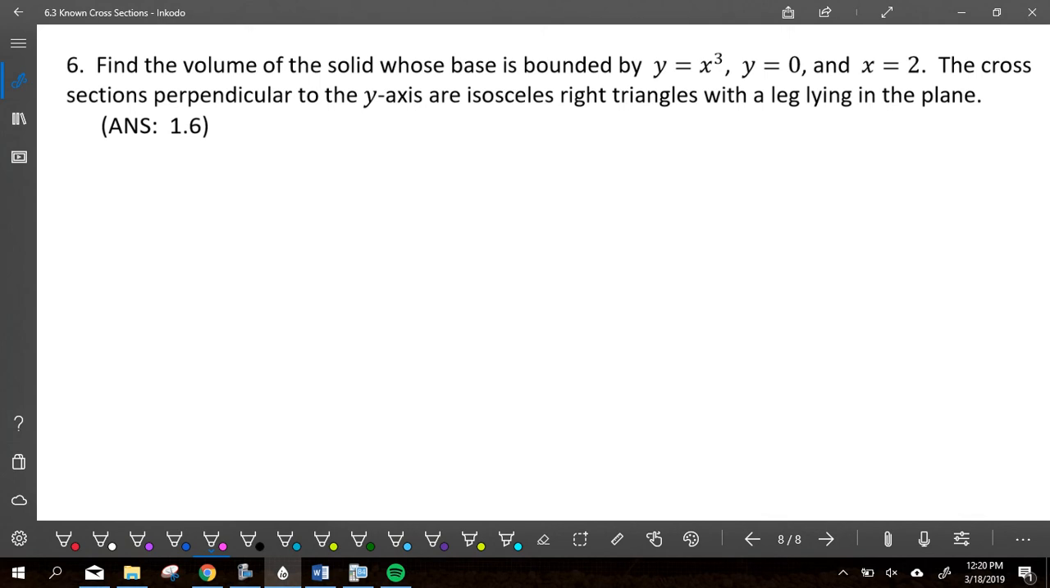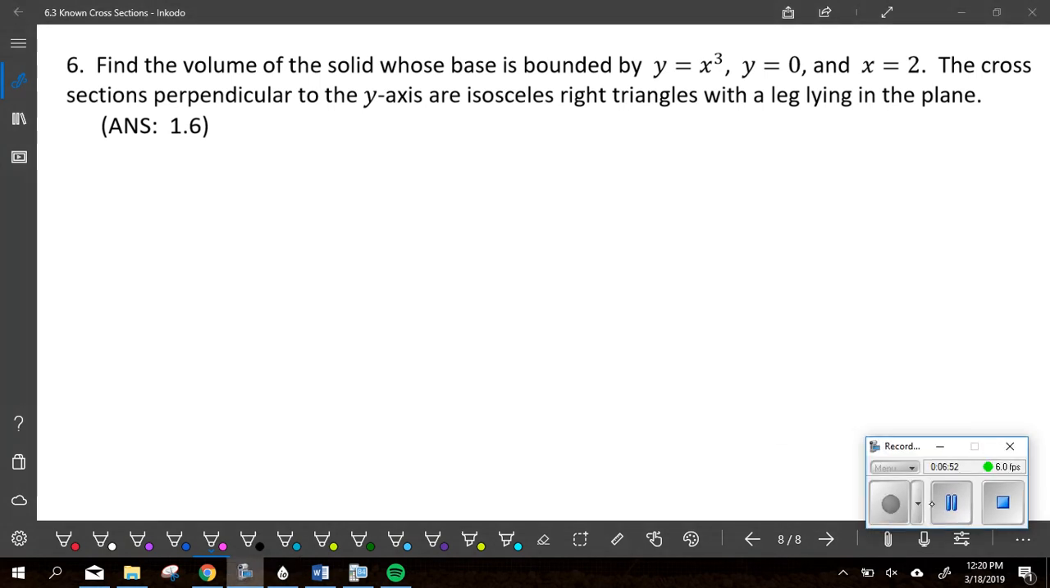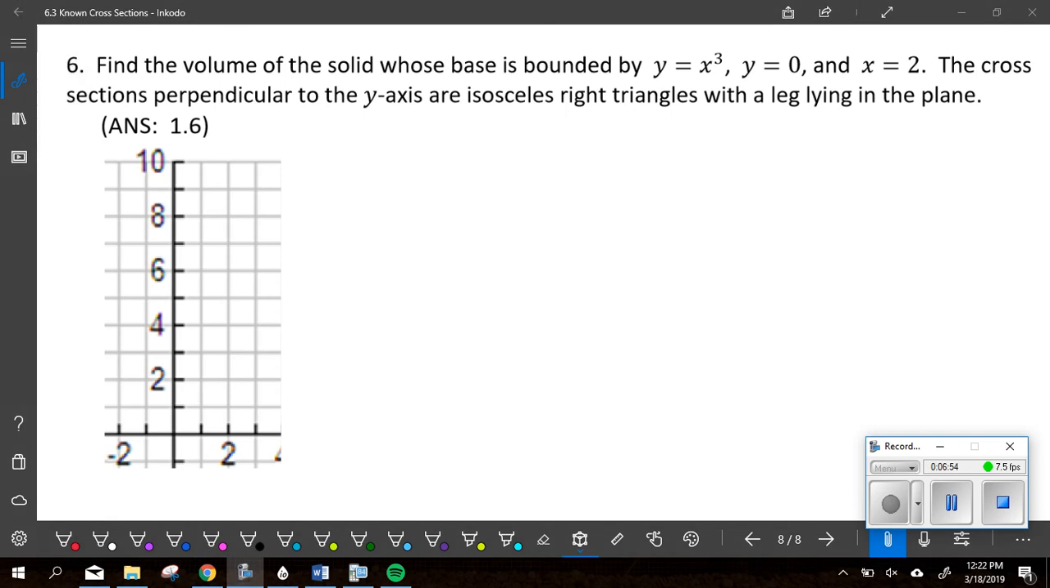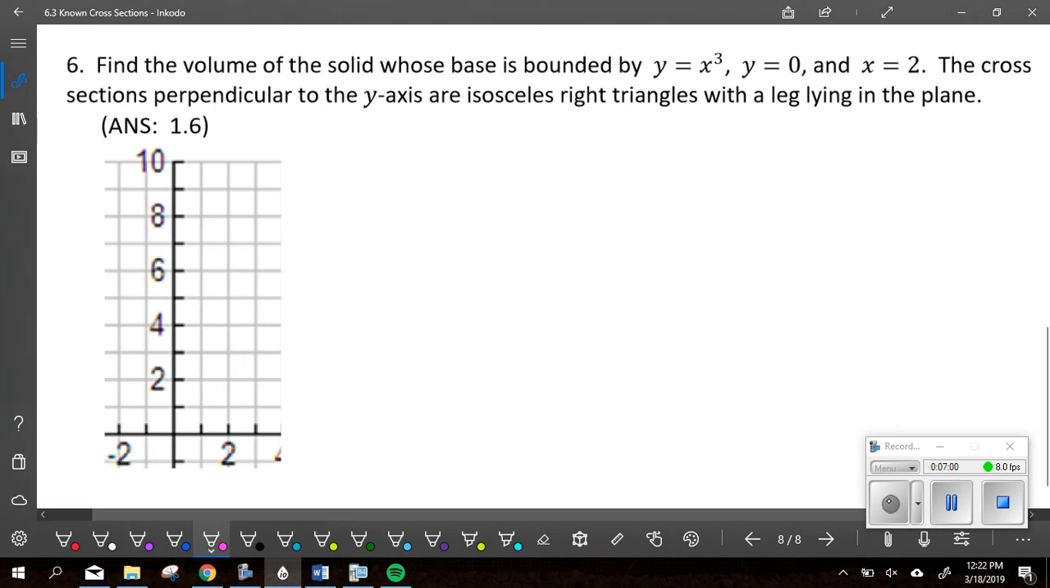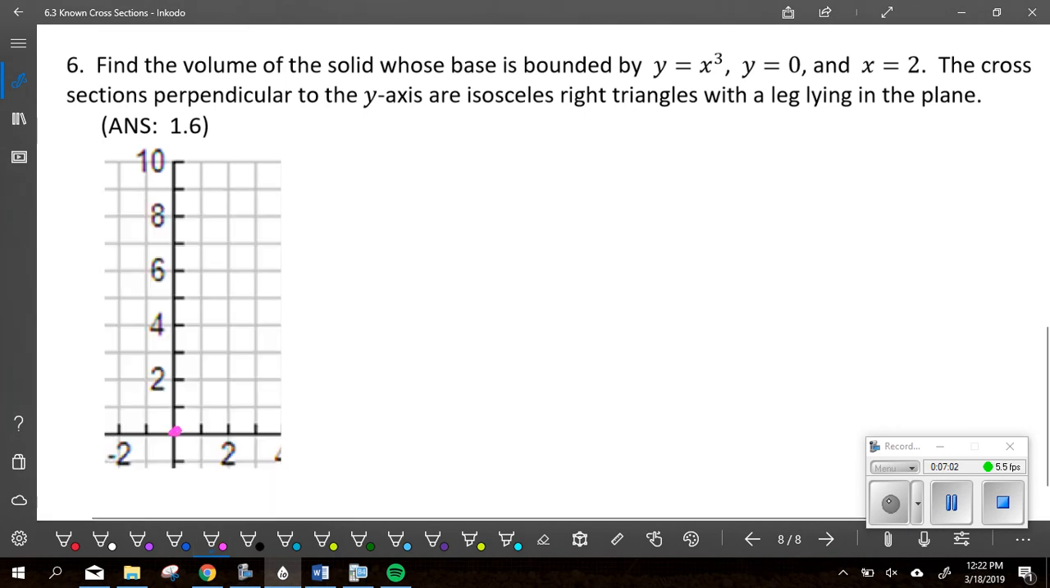Draw your picture first. Try to figure out where are you bounded by. Draw that out and see what you can do with your neighbor. Show me with your arm, what does y equals x cubed look like? That's that guy. And so if you don't remember, you can just plug in some values. But if I plug in 0, I get 0. I plug in 1, I get 1. I plug in 2, I get 8. And so that shape looks something like that.